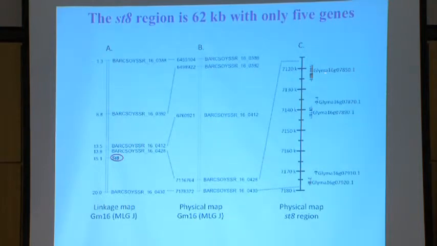Genes, predicted genes present in that area: 1, 2, 3, 4, and 5. So we know that our gene is present between this and this marker, so it has to be one of these 5 genes. But then we have to narrow it down: which one out of these 5 genes?